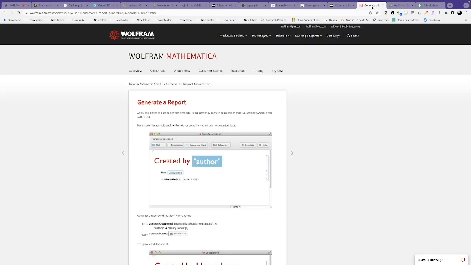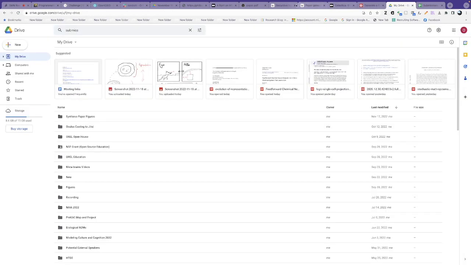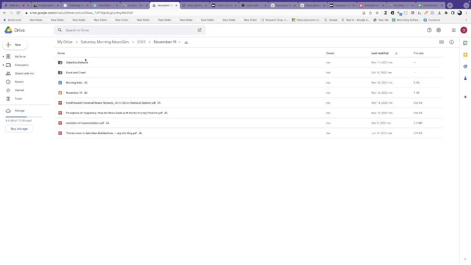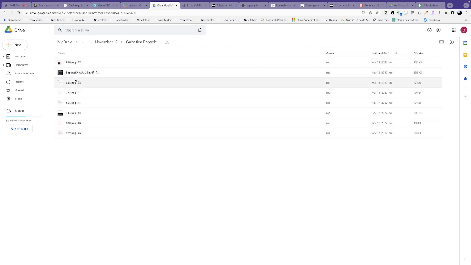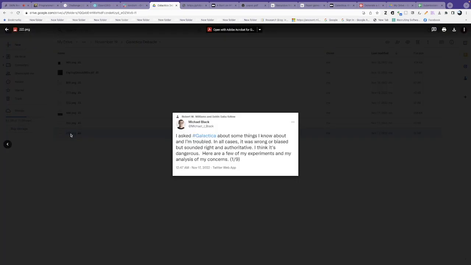Let's see. Okay, so I have this title, Galactica debacle, because it's actually kind of an interesting thing. So I tried it out and it didn't work very well for what I wanted to do. I couldn't really figure out how to use it. But there were a couple of people who were very critical of it. This is one person: I asked Galactica about some things I know about, and I am troubled. In all cases, it was wrong or biased, but sounded right and authoritative. I think it's dangerous. Here are a few of my experiments and analysis of my concerns.